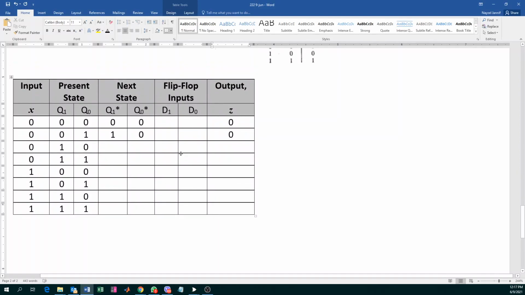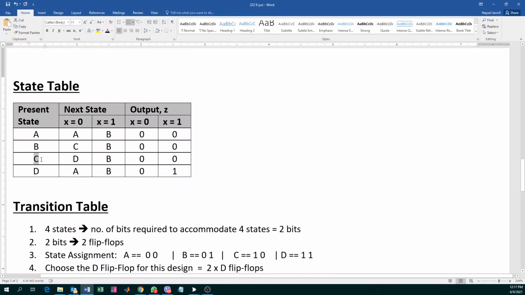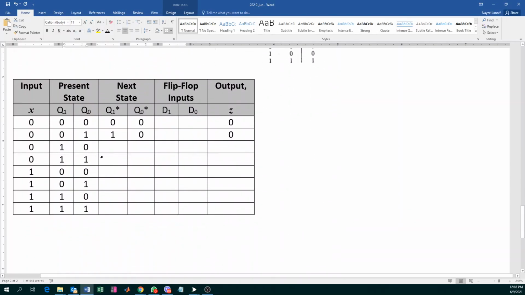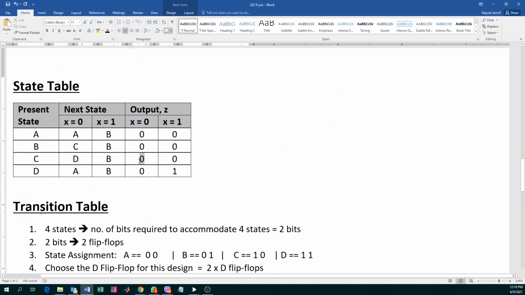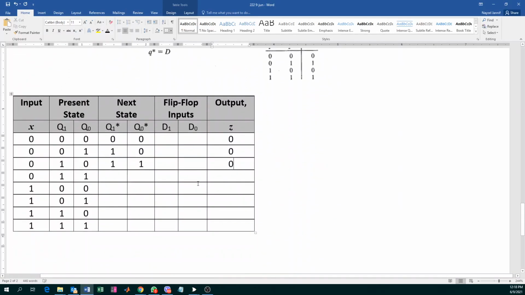All right. Now, let's do the other ones. Again, input is 0. Your current state is 1, 0. 1, 0 was C. And your input was 0. You go to D. What is D? 1, 1. All right. And what is your output? Your output is 0.